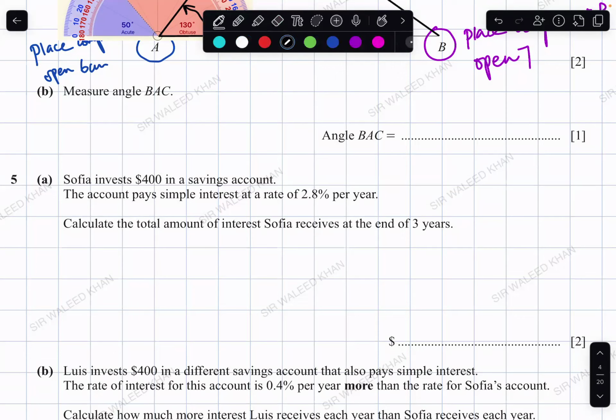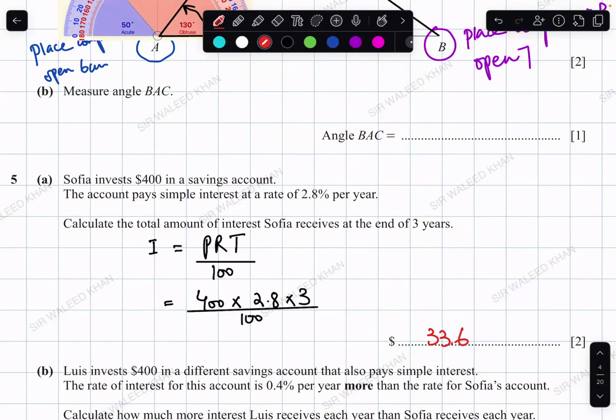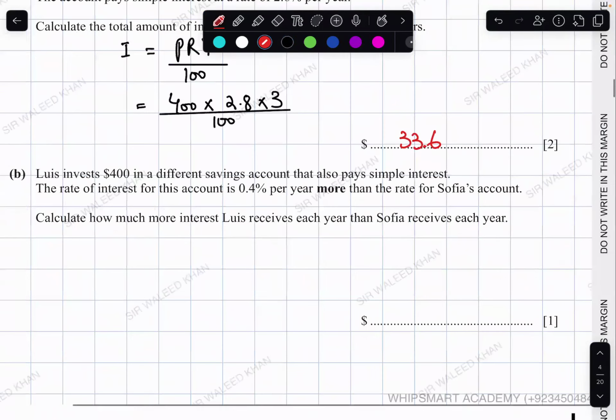So that should be I is equal to PRT over 100. Principal amount is 400. Rate of interest is 2.8. And time period is 3, divided by 100. So 4 times 2.8 times 3, that is 33.6. You don't have to add back.